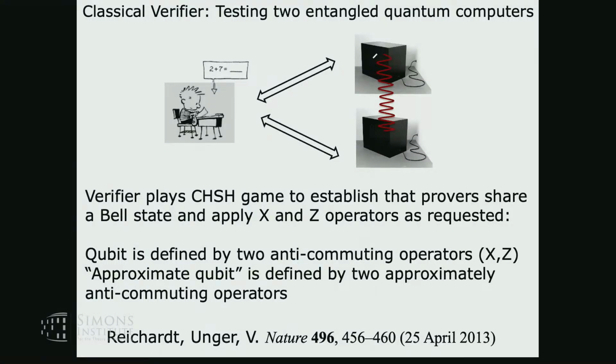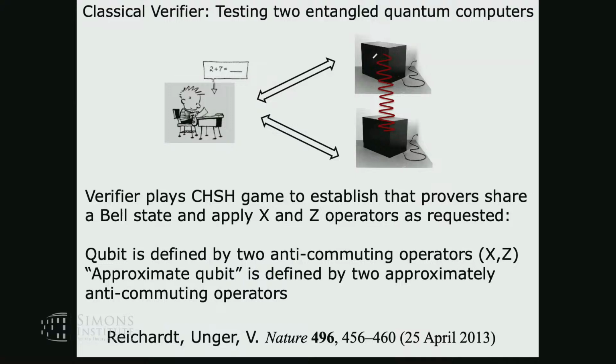So the answer was that if the verifier plays a CHSH game, one of these tests of entanglement, like a Bell test, then what we could show is that what this establishes is that the provers share a Bell state, and they apply X and Z operators as requested, bit flips and phase flip operators as we request them.